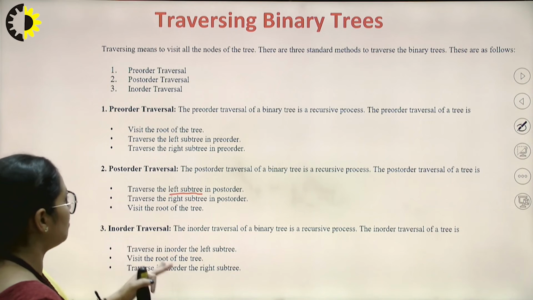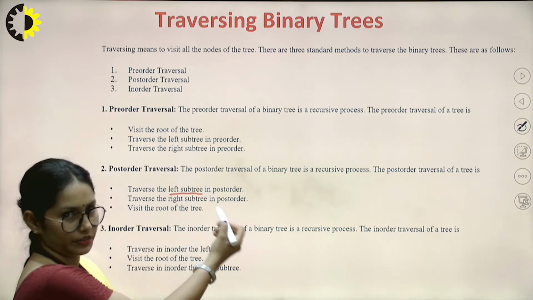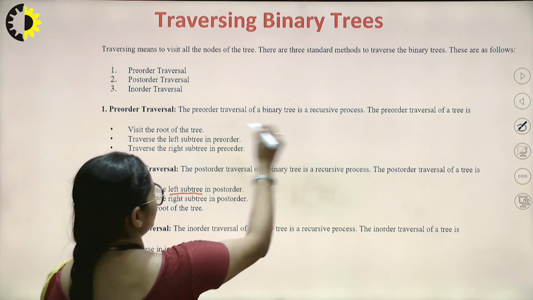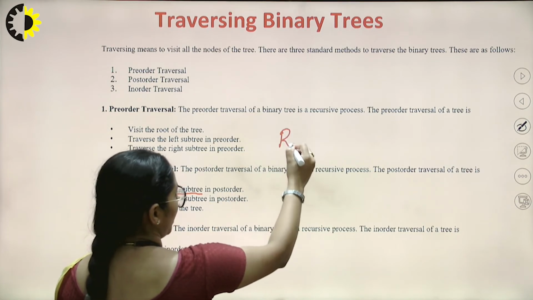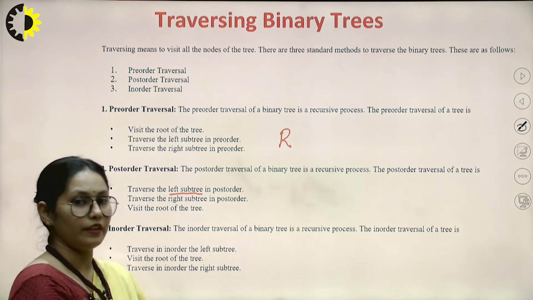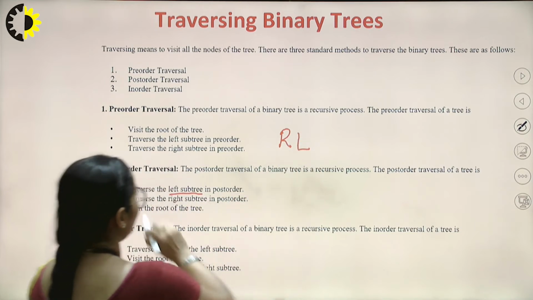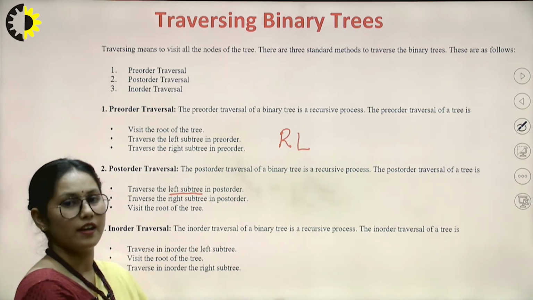For remembering this, for the pre-order traversal, you have to visit the root node first, that is R, the root node. Then you have to traverse the left subtree L, and then you have to traverse the right subtree.